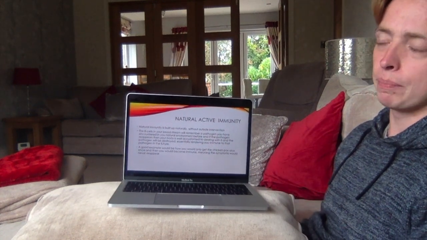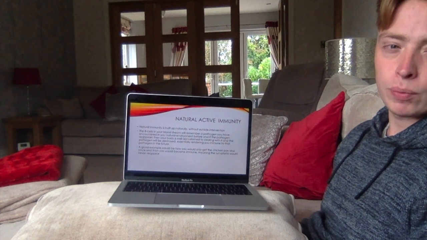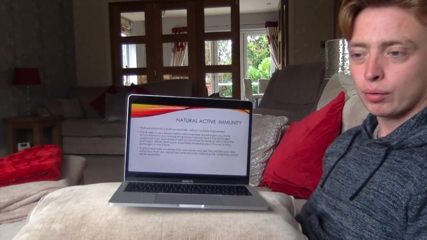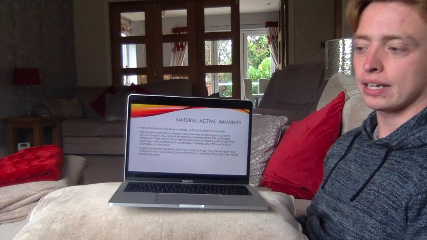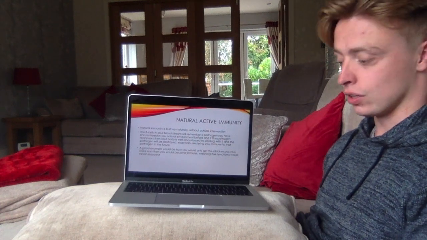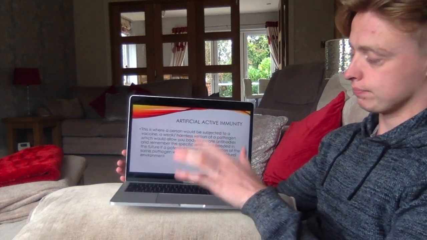Best example of this would be measles, for example. When you get measles when you're younger, you only really get it once, and then you don't get it again, ever again. So that's a good example of how natural immunity works.